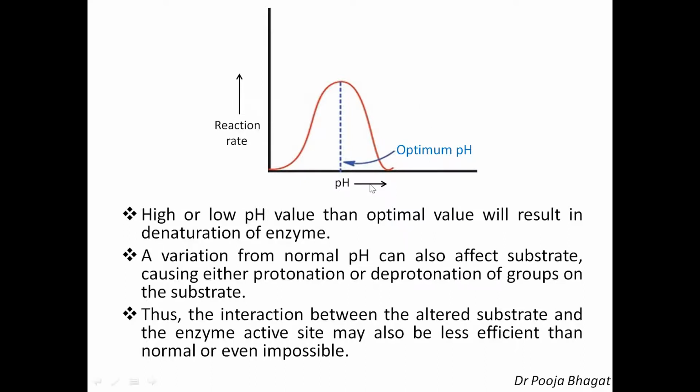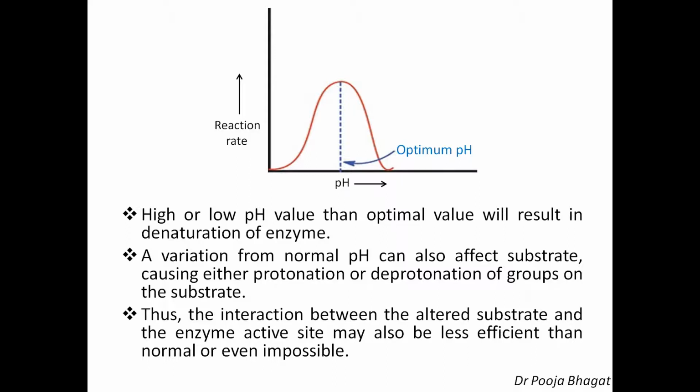Now, if the pH is high, what will happen? High pH means the medium is basic. If the medium is basic, that means hydroxide ion is there. Then what will happen? Since the medium is basic, it will abstract the proton of the positive charge.